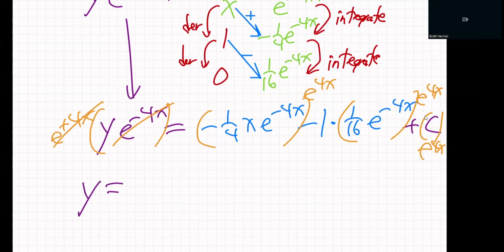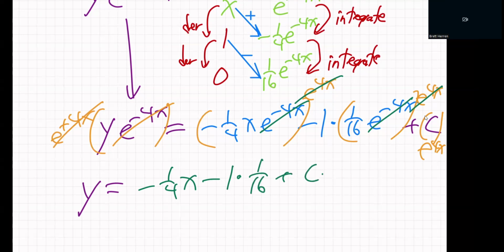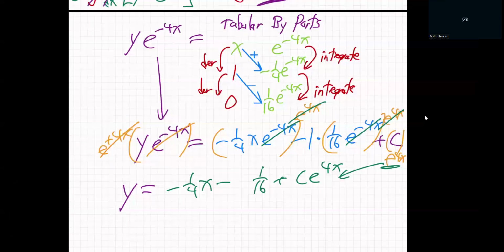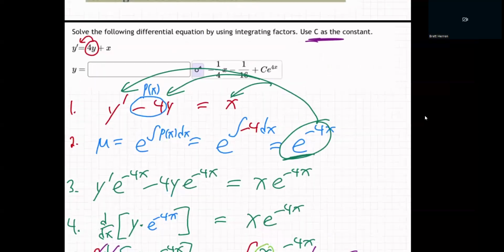We'll get y alone. This side, this and this will cancel each other out to be e to 0 or 1. So it'll be minus 1/4 x minus 1 times, and these will cancel out to be e to 0 or 1 times 1/16 plus c e to the 4x, right? And you don't need that minus 1, huh? It's just minus 1/16. And so there we go. We got y alone. That is the solution. That's the function that will solve this differential equation.